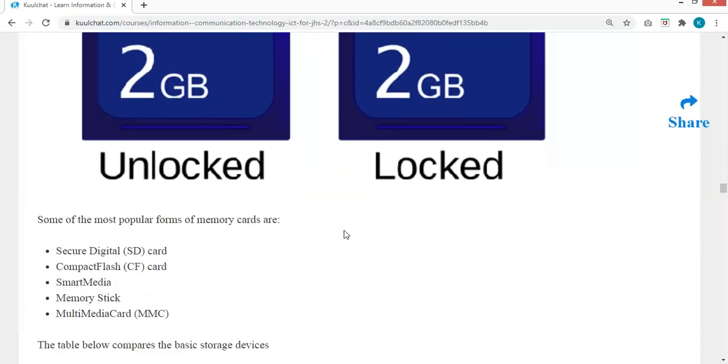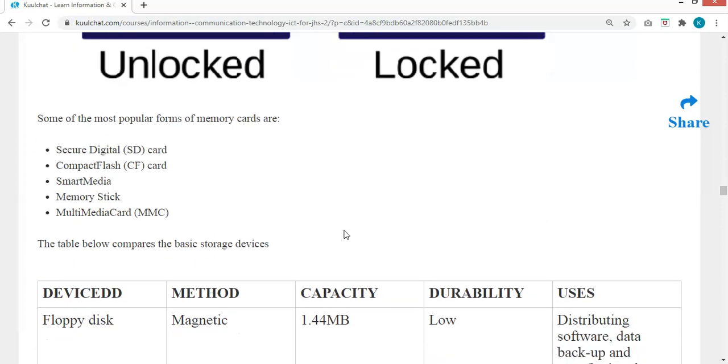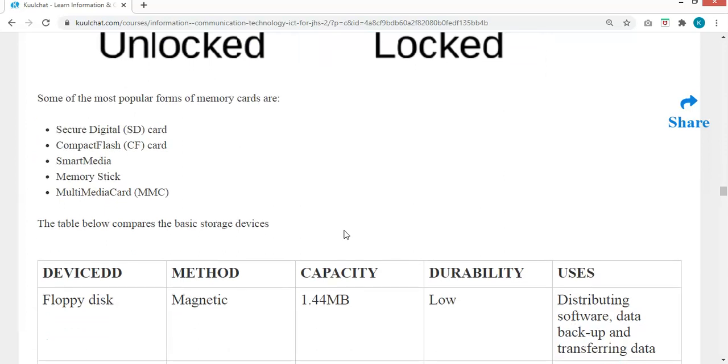Then some of the most popular forms of memory cards: we have the secure digital, which is the SD card. Then we have the compact flash, the smart media, the memory stick, and the multimedia card, and so on. Then the table below compares the basic storage devices, all the storage devices we've considered so far.